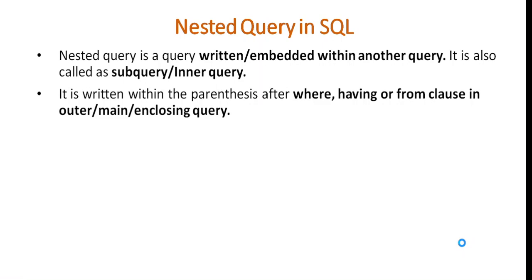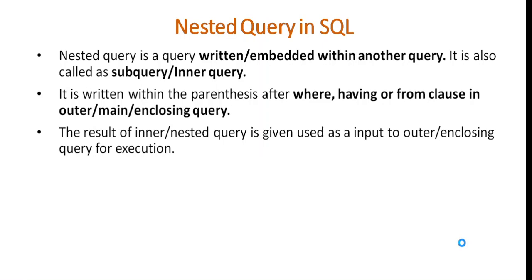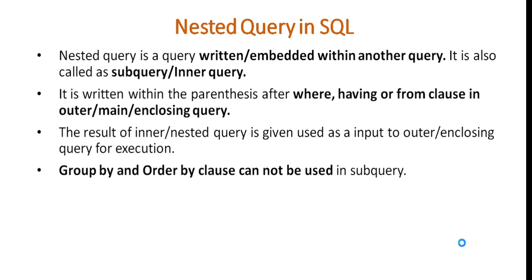When we say nested query, it is written within parentheses and embedded in a main query or an outer query. In the execution of a nested query, the result of that inner query, the subquery, is given as an input to the outer query or the enclosing query for the execution. Whatever result is generated by the nested query after its execution, that value or row set is given as an input to the execution of the outer query.